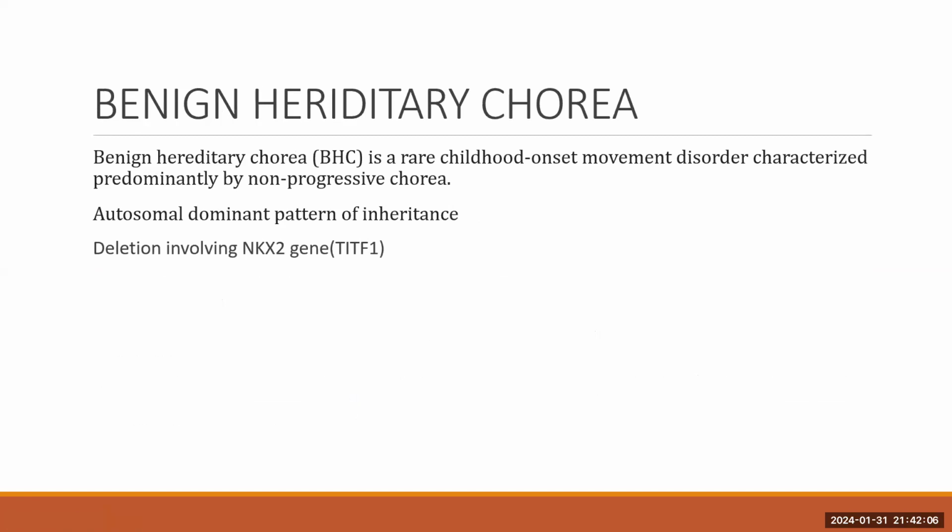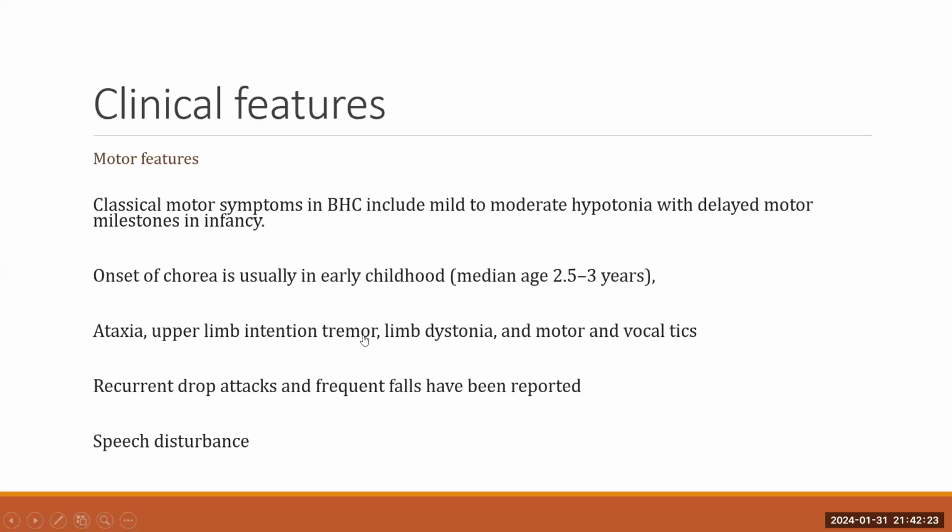Some brief description about benign hereditary chorea. Benign hereditary chorea is a rare childhood-onset movement disorder characterized predominantly by non-progressive chorea. It has an autosomal dominant pattern of inheritance involving deletion of the NKX2 gene. Clinical features are mainly motor features. Classical motor symptoms include mild to moderate hypotonia with delayed motor milestones in infancy. Onset of chorea is in early childhood.